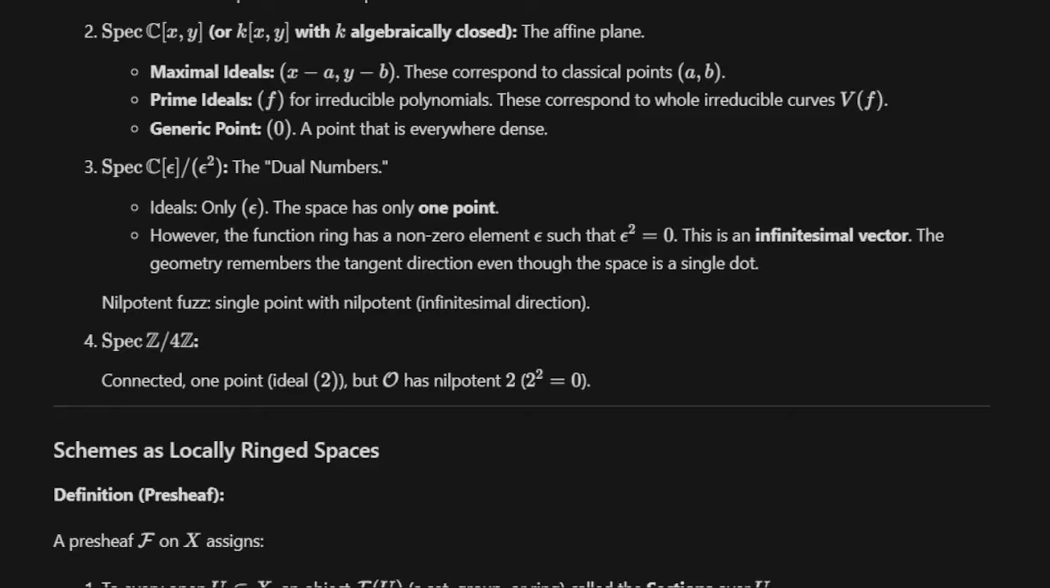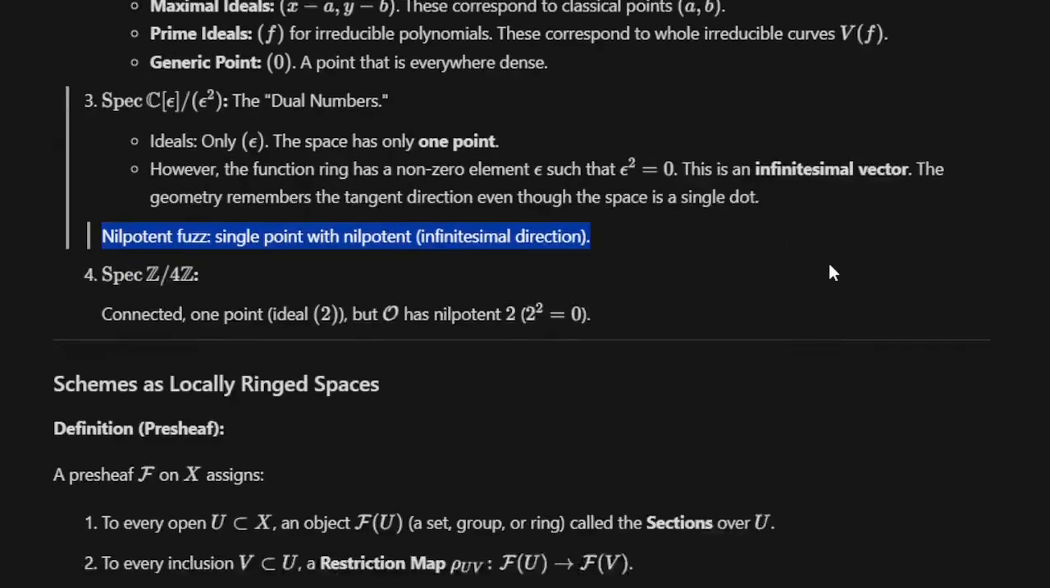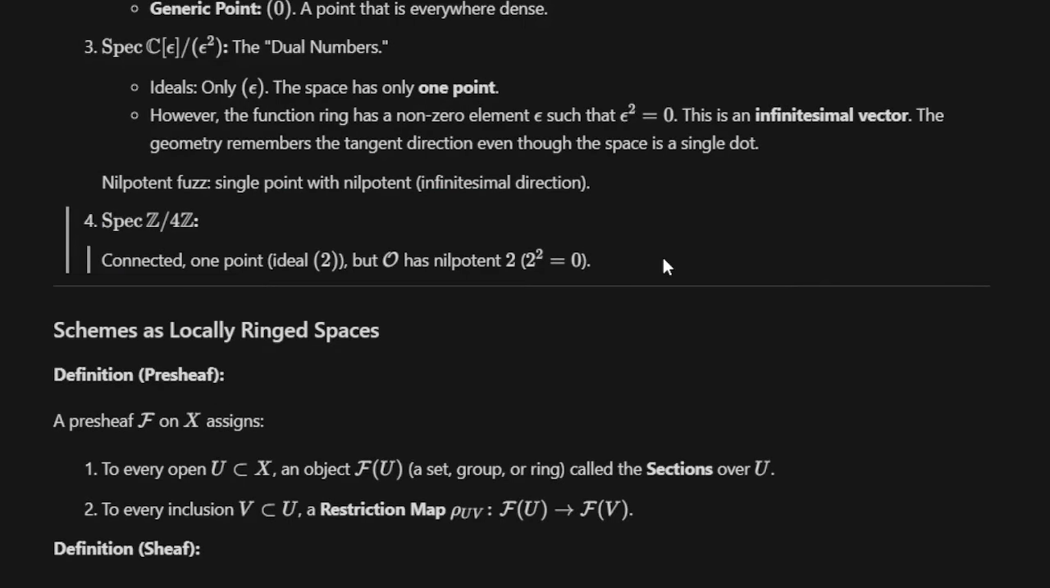We can also investigate the ring of dual numbers, okay? The dual numbers essentially means that the only prime ideal is epsilon, and the space only has one point, but the function epsilon is not zero. Its square is zero, okay? So this is what we call a fuzzy point, and it is a point that remembers it has a tangent vector attached to it, even though there's no curve. This allows us to do calculus on spaces that don't even have points to form a line, okay? And that's essentially where nilpotent fuzz comes from. We can also have the spectrum of the integers mod 4, okay? So this will allow us to have a nilpotent part.